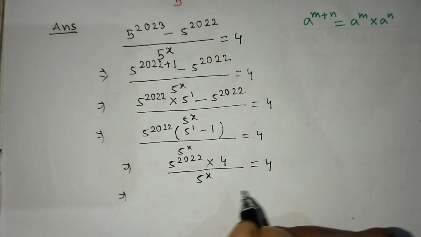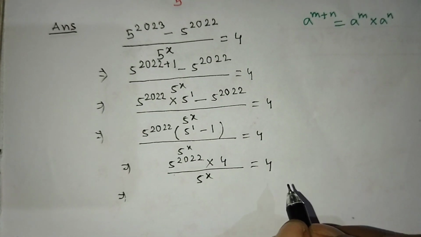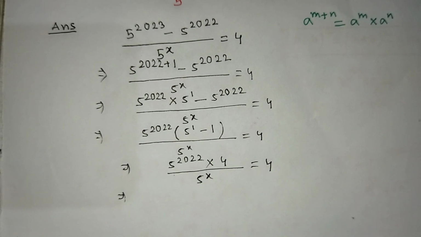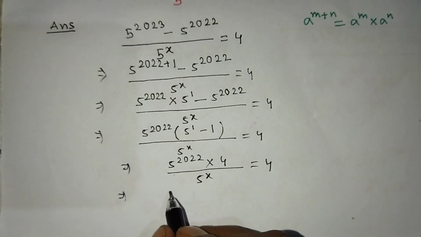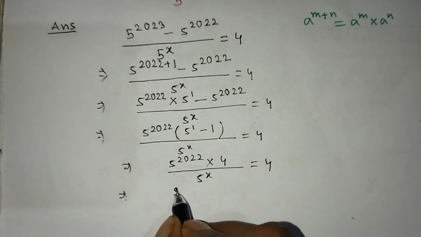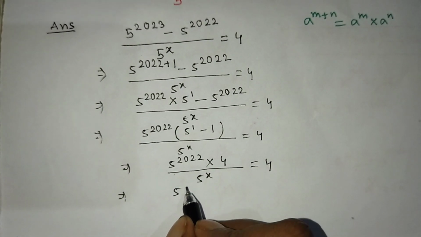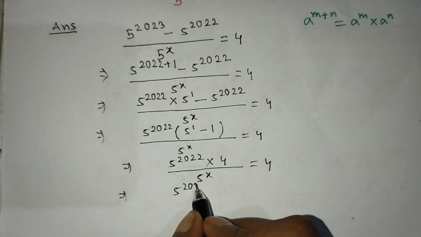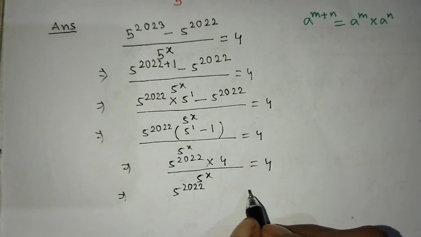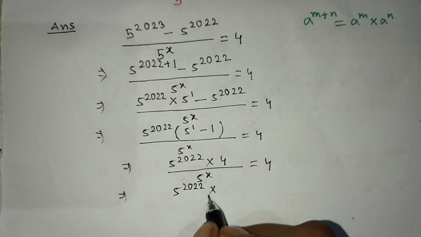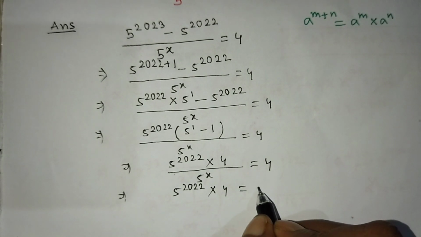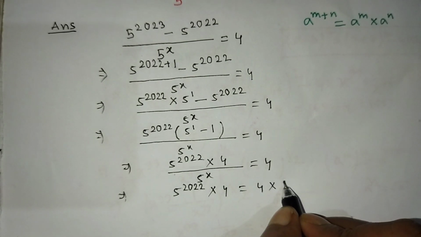So after that my dear student, we have to apply the cross multiplication rule. So if you apply the cross multiplication rule, you have to write 5 to the power 2022 into 4 is equal to 4 into 5 to the power x.